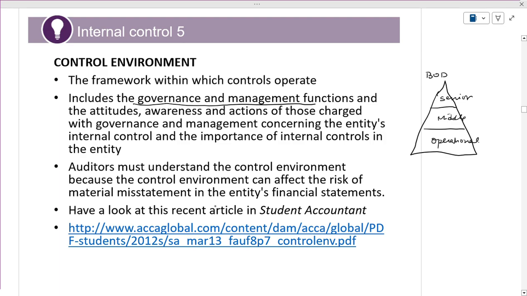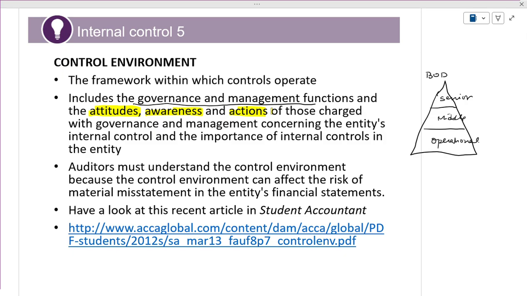It includes the governance and management functions. Nobody is spared. Is it right? Even the topmost senior management is not going to say that we are not within the framework of internal control. What happens? Governance and control function. What is the attitude, approach, how you are aware about the controls, and most importantly, what are the actions of those charged with governance.